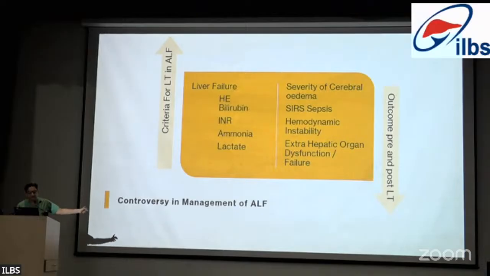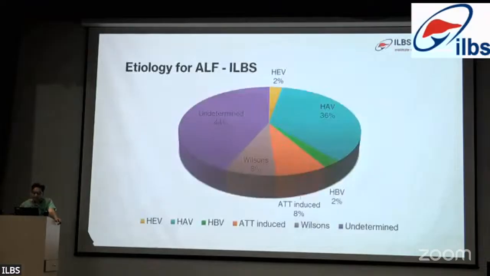So again, just to put that thing, the criteria for liver transplantation are based on hepatic encephalopathy, bilirubin, INR, ammonia, and lactate, whereas the outcome is dependent on cerebral edema, SIRS, sepsis, hemodynamic instability, and hepatic organ dysfunction.